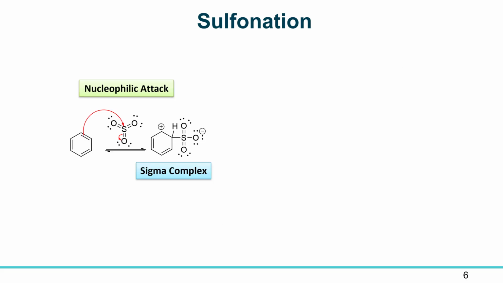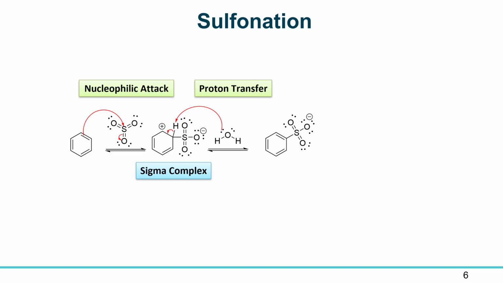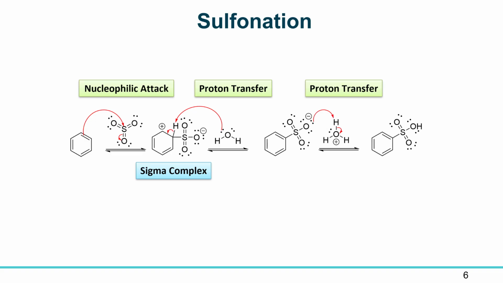It is the sulfur trioxide that acts as the electrophile in the sulfonation mechanism. The aromatic pi bond performs a nucleophilic attack on the electrophilic sulfur atom, which causes one of the sulfur-oxygen double bonds to move onto the oxygen as a lone pair. The resulting sigma complex then undergoes proton transfer with water acting as the base. The sulfonate ion then performs a subsequent proton transfer from the resulting hydronium ion to give the sulfonation product.